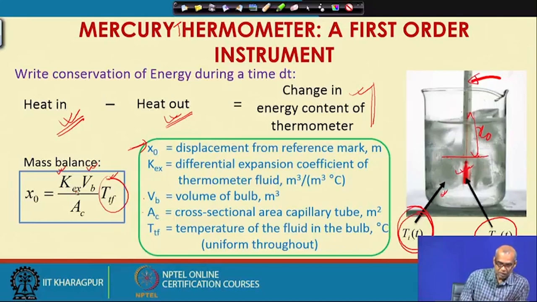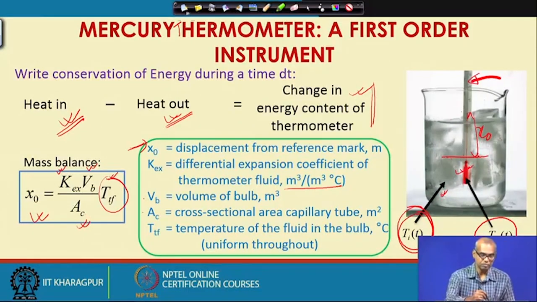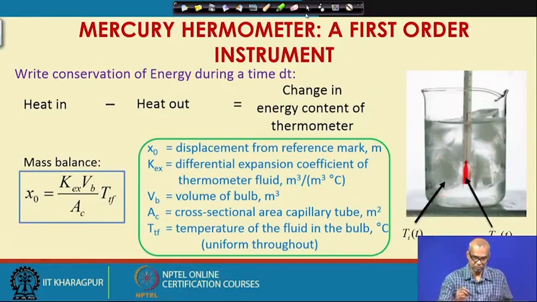So, the x0 into A_c has to be equated to volume expansion coefficient times volume times temperature change. Look at the unit here. So, x0 into A_c, which is volume, becomes K_ex V_B into T_F, or I can rearrange and write as x0 equal to K_ex into V_B into T_F by A_c. We will make use of this equation later.